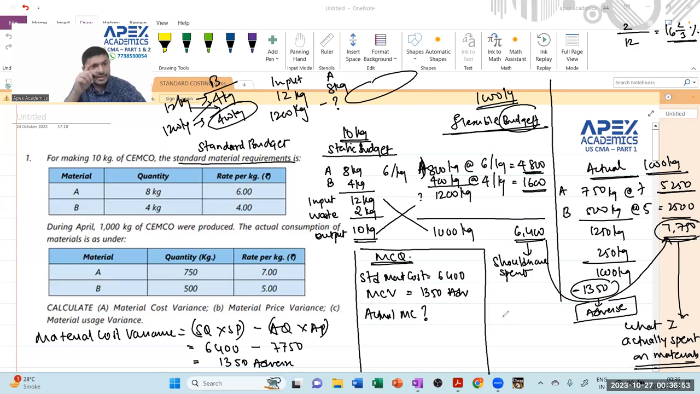So my dear friends, please keep one thing in mind. Material cost variance is equal to standard cost minus actual cost. So this is minus 1350 and this is 6,400 minus actual cost. So minus AC will go there and minus 1350 will come here. Therefore, this will become 7750 as your actual cost.